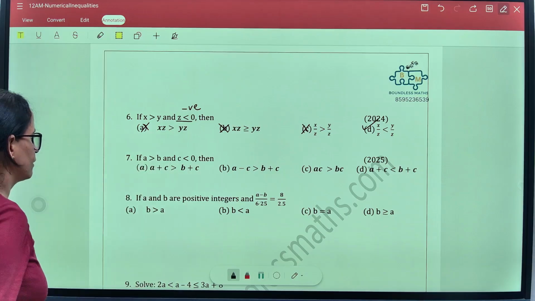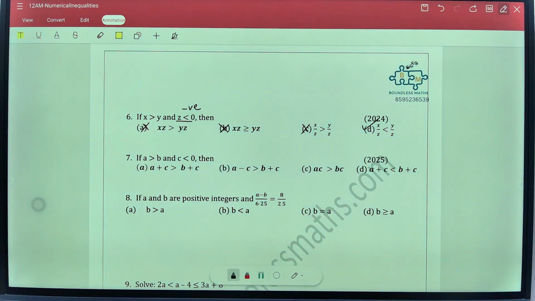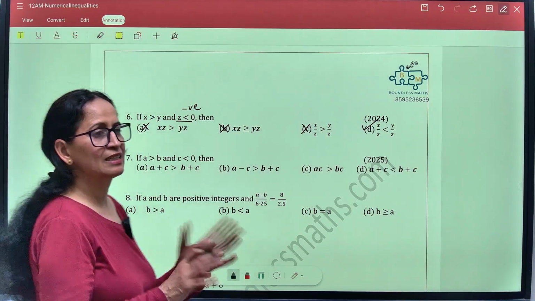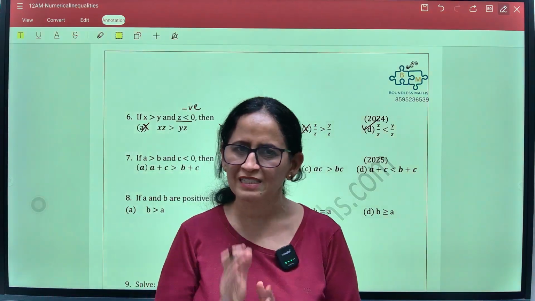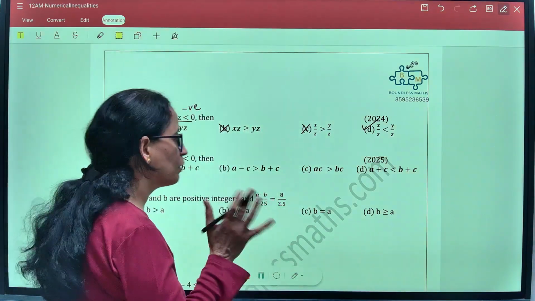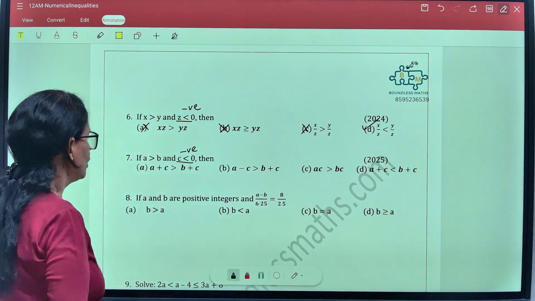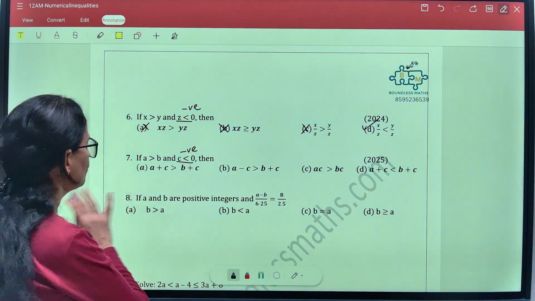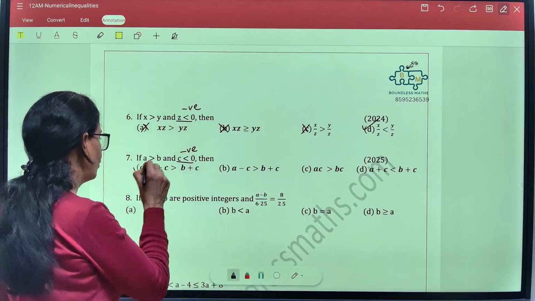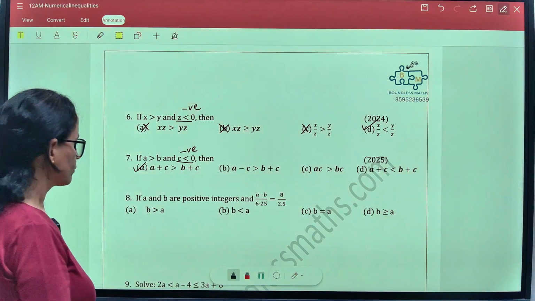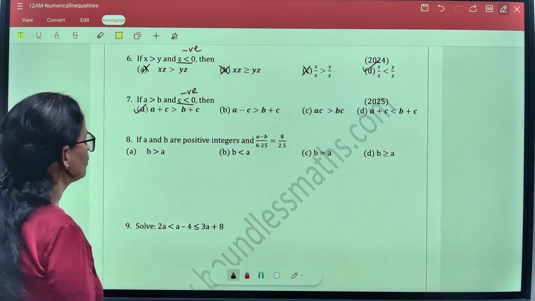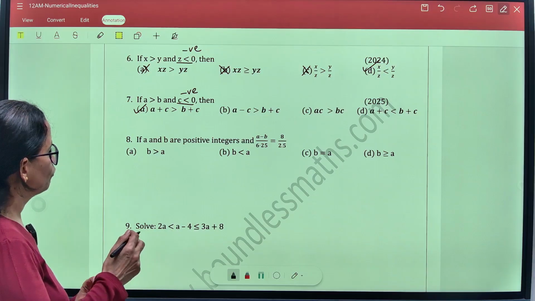Next, if A is greater than B and C is less than 0, then which of these options is correct? Now when we add or subtract any negative number, there is no impact on the sign. So no flipping of sign if you add or subtract any negative number. C is less than 0 means C is negative. So if I add C to both the sides, the sign will not change. Which of these is correct? Option A is correct.